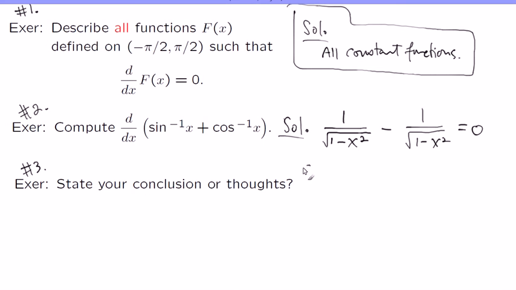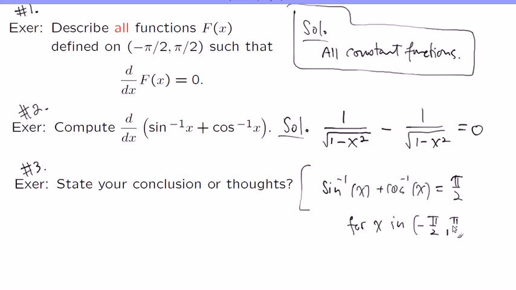The correct fact is that sine inverse of x plus cosine inverse of x, doesn't matter what your x is, this is always what number? Pi over 2, for x coming from the interval negative pi over 2 to positive pi over 2. Now I was wrong. This is supposed to be negative 1 to positive 1. x is coming from negative 1 to positive 1. Sorry about the mistake, but that number pi over 2 is correct. All right.